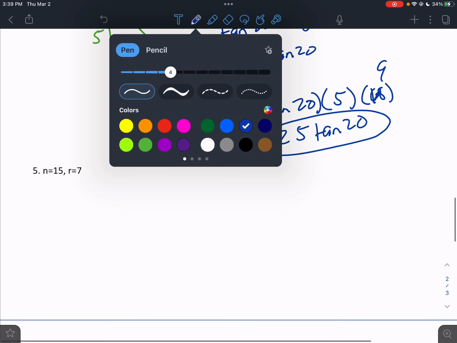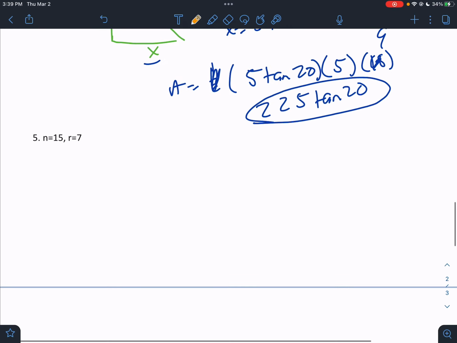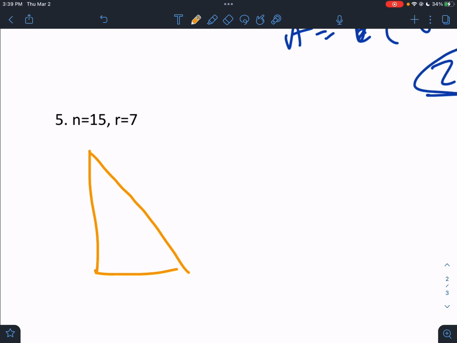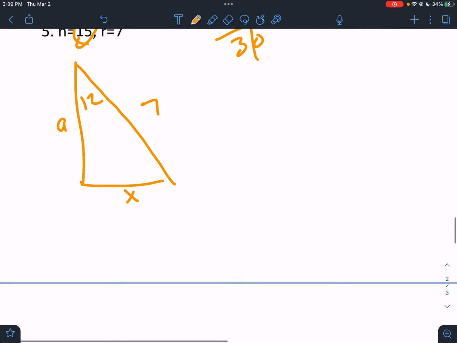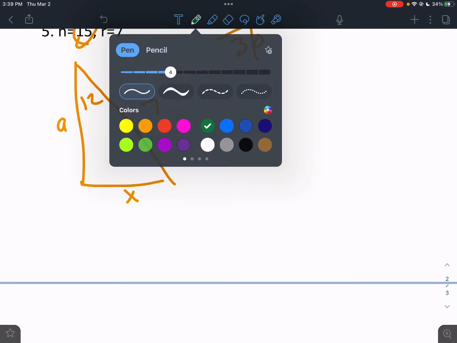One more on the page here. Again, right triangle. N is 15. So we're going to do 360 divided by 30. That's going to be 12 degrees. The radius is 7. So I need to find both of these sides. Okay. So this takes 2 trigs.